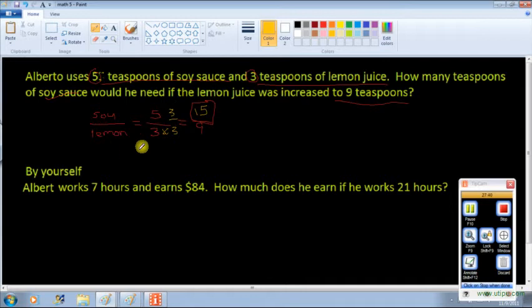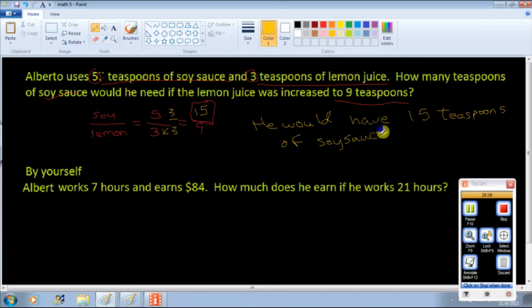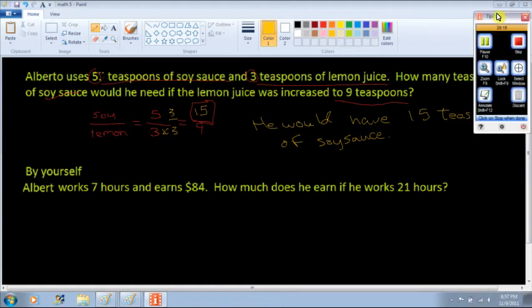So you can just write a little sentence saying he would have 15 teaspoons of soy sauce. Alright, so go ahead and copy the second problem. Make sure this is not in your way. It's not. Copy it down, work it out, and you can pause it.